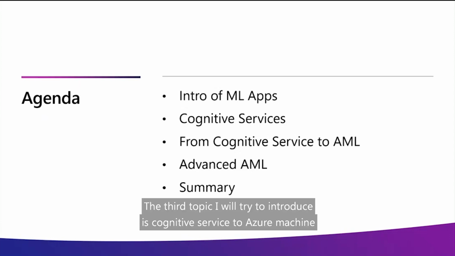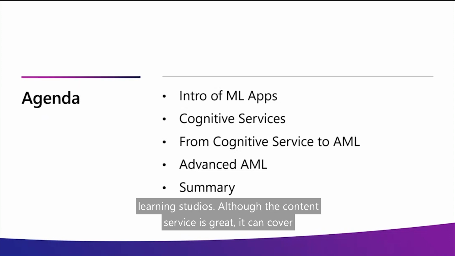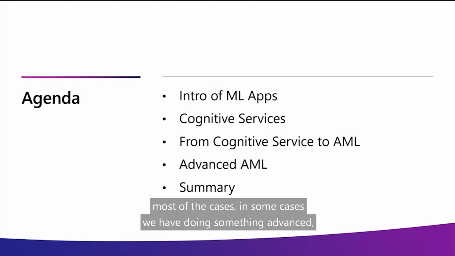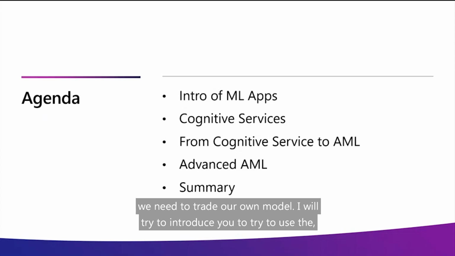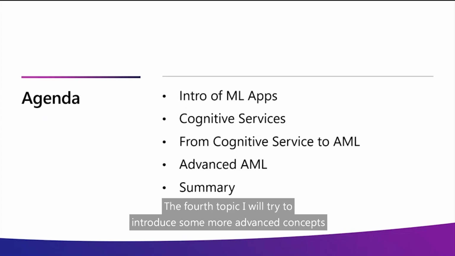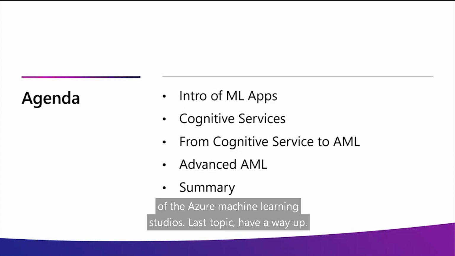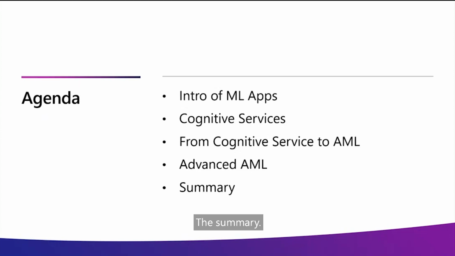The third topic, I will introduce the move from Cognitive Services to Azure Machine Learning Studio. Although Cognitive Services is great and can cover most cases, in some cases we are doing something advanced and need to train our own model. I will show you how to use Azure Machine Learning Studio to train a sophisticated model by yourself. The fourth topic, I will introduce some more advanced concepts of Azure Machine Learning Studio. Last, we will have a wrap-up and summary. Let's get started.